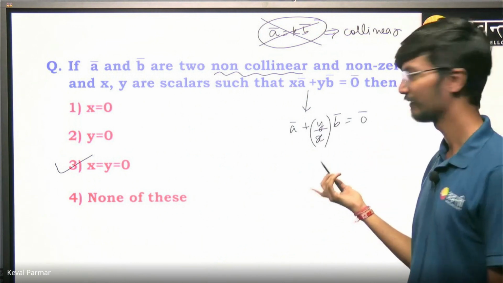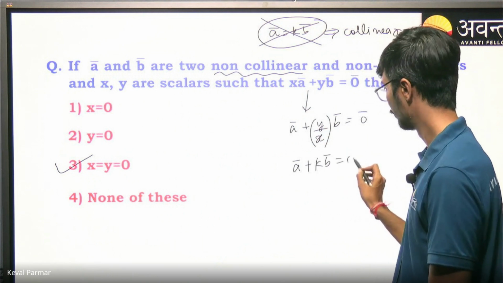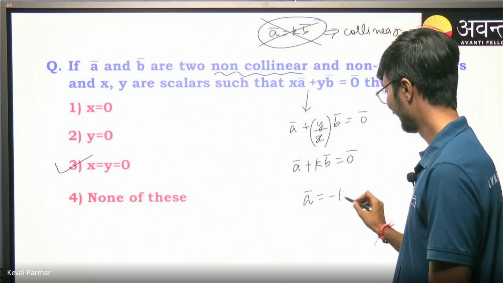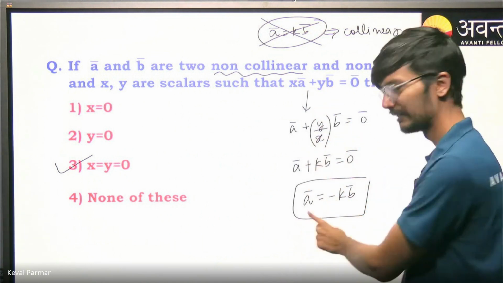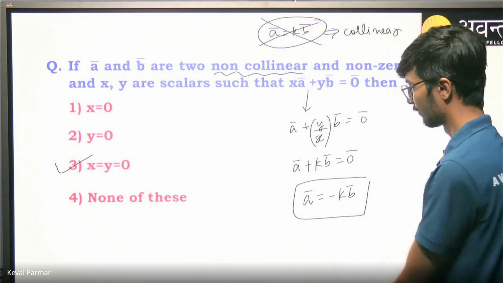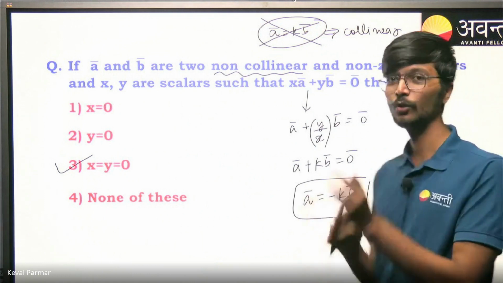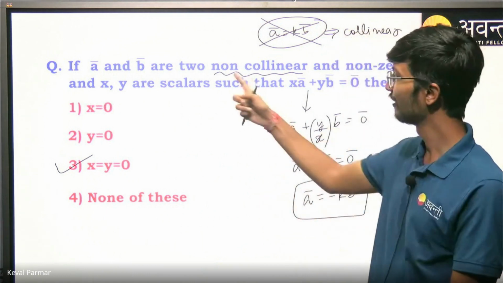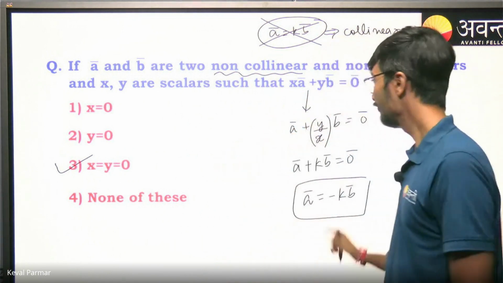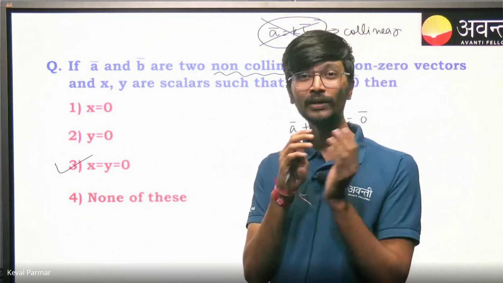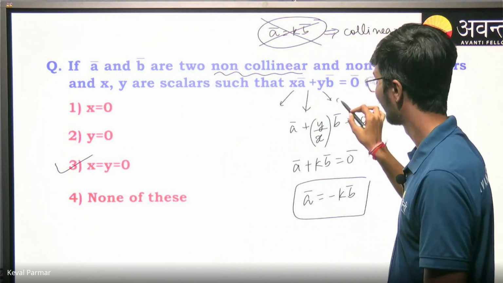What difference does it make when 0 is divided by X? Now this is basically A bar plus K B bar equals 0 bar, or I can say A bar equals minus K B bar. So this equation basically reduces to this. Now look at this. I can only write it like this if A bar and B bar are collinear vectors. But in the question it is given non-collinear. That means we got a contradiction. So if we got a contradiction, that can only mean one thing, that both X and Y are 0.